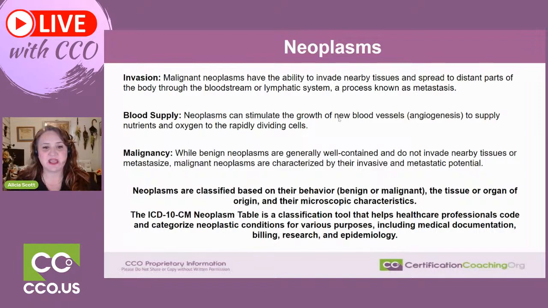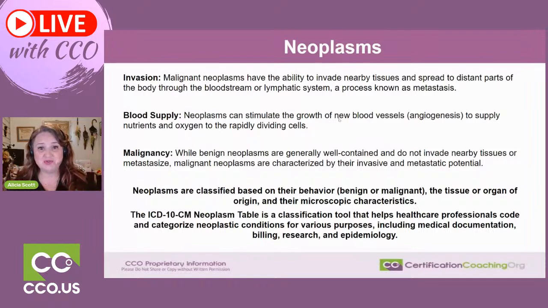Now, the neoplasm table, it's a tool. It just makes it easier for you to find the code that you need at the highest specificity. We could go to the index, just like before, but there are so many neoplasms.